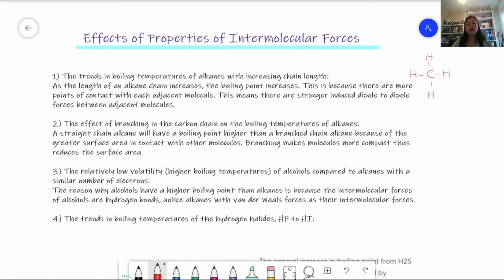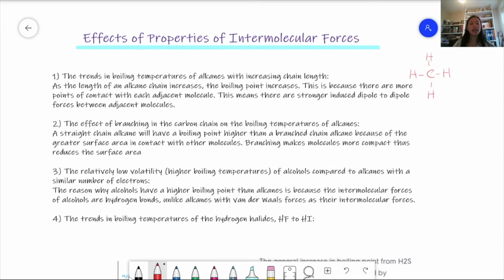As the length of the alkane chain increases, the boiling point increases. This is because there are more points of contact with each adjacent molecule. For each molecule next to it, there are more points of contact because it's bigger. That means there are stronger induced dipole-dipole forces between adjacent molecules. So basically there are more van der Waals forces, so the boiling point increases because more energy is needed to overcome them. Secondly, the effect of branching in the carbon chain on the boiling temperatures of alkanes.